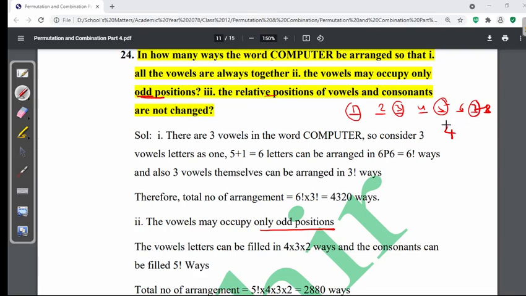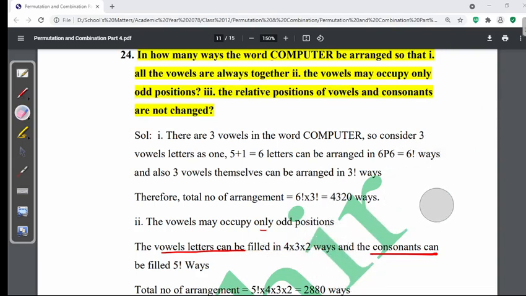Only three vowels can be arranged in 4 seats. That's why the first may be in 4 ways, the second in 3 ways, and the third in 2 ways. This is for the vowels. Because there are 4 seats and 3 vowels, they can be arranged in 4 times 3 times 2 ways. And the consonants, there are 5 consonants, they can be arranged in 5 factorial ways. For the consonants, they take any places, 5 consonants occupy 5 positions. Total number of arrangements is 5 factorial times 4 times 3 times 2, 2880 is the required answer.